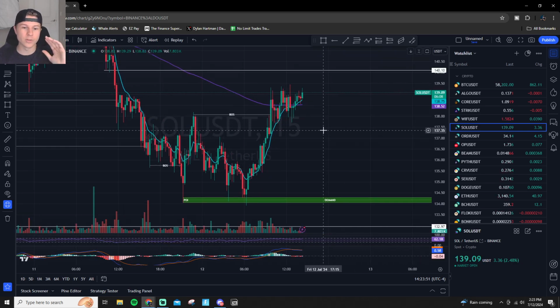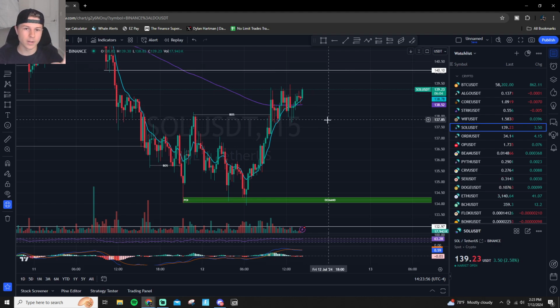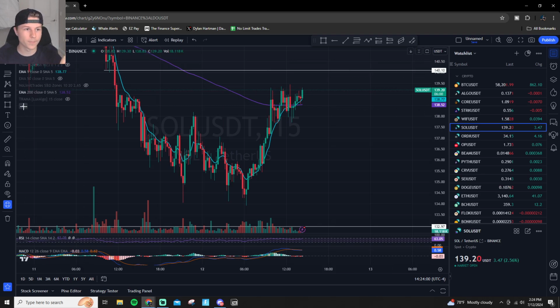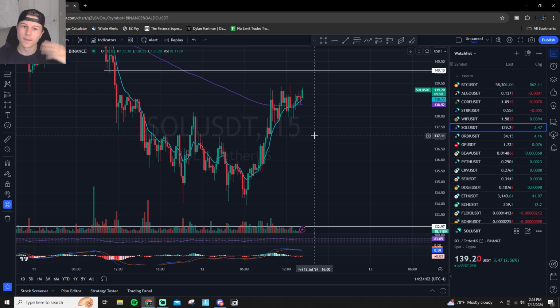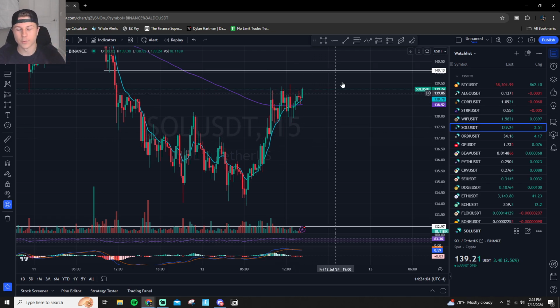There's a lot of different ways that you can use MACD, and it has to be set up in the proper way. But I'm not going to waste too much time just on MACD specifically, so let's turn this off as well.